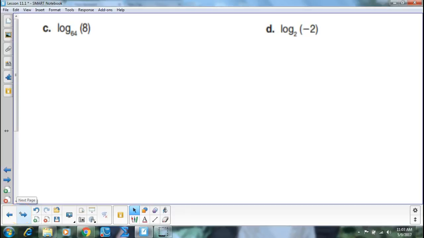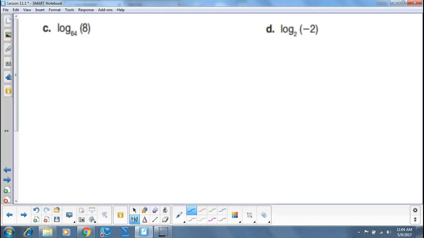What I'd like you to do is start with C and D. We're finding equivalent logarithmic expressions to those. For instance, what I'm asking is log base 64 of 8 is equivalent to 1/2. What exponent do I have to put onto 64 to get 8? And that exponent would be 1/2.